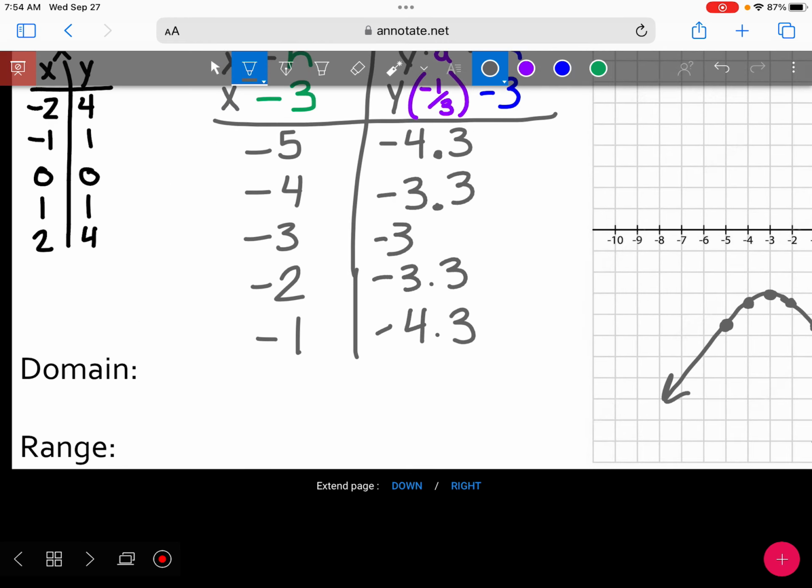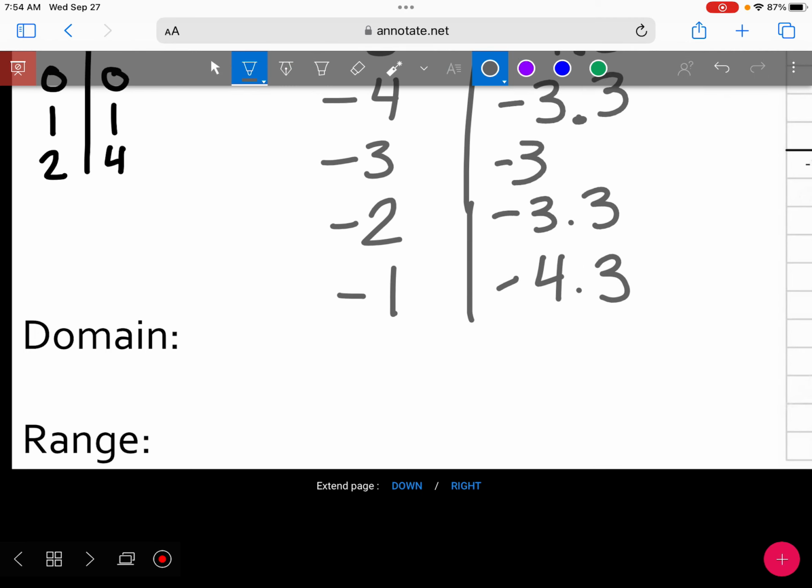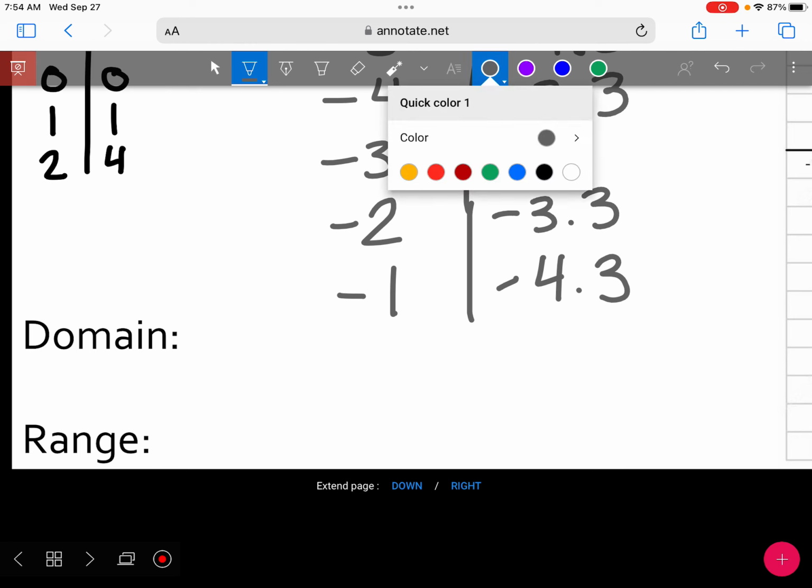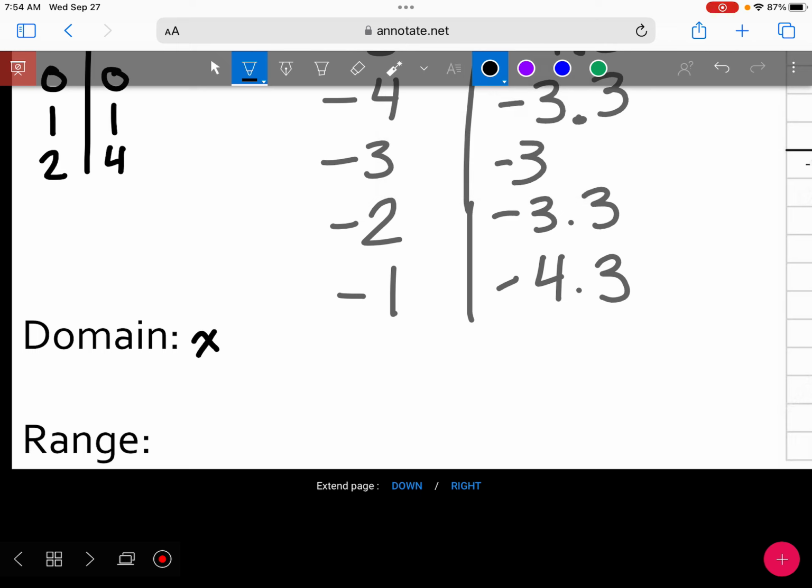Last two bits for the day are domain and range. What is our domain? What's the farthest left and farthest right? From negative infinity to positive infinity, or all real numbers. It's going all the way left, all the way right, because my arrows are both pointing out. Our domain for parabolas is always going to be negative infinity to positive infinity. Every single time.